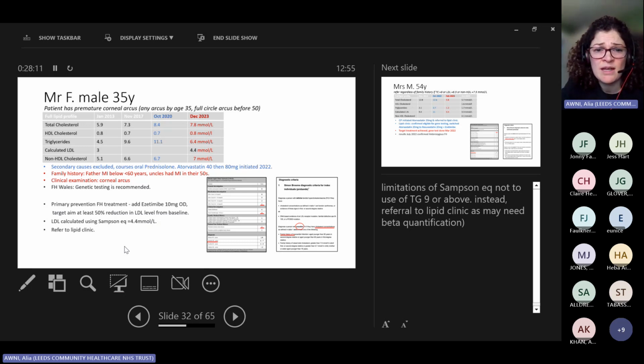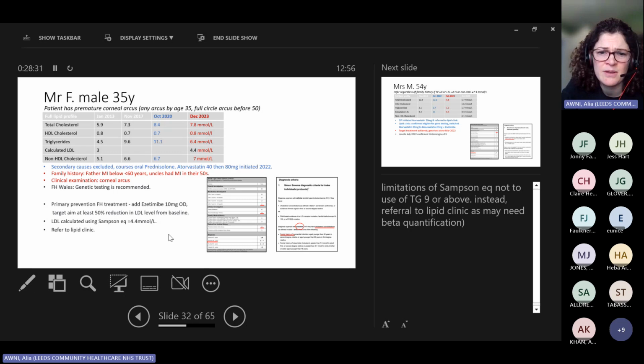He was put on atorvastatin 40 and optimized to 80 to get to the targets. The patient is compliant, but the levels are going up slightly. There is a family history of premature cardiovascular events, and this is a referral from a GP who confirmed on clinical examination that there is a corneal arcus.